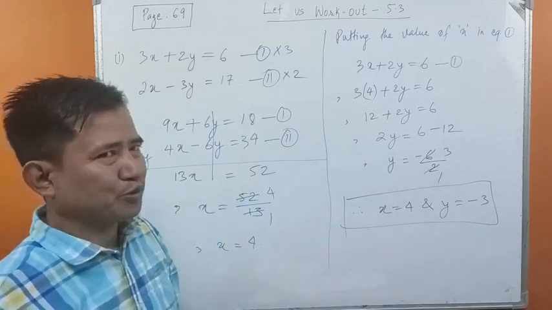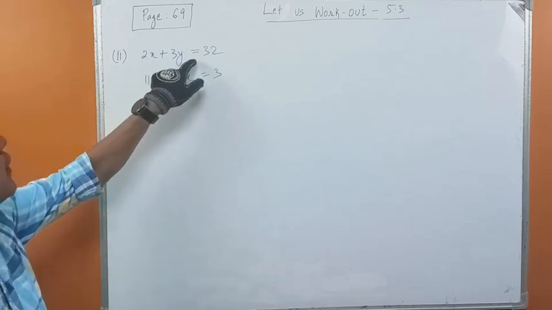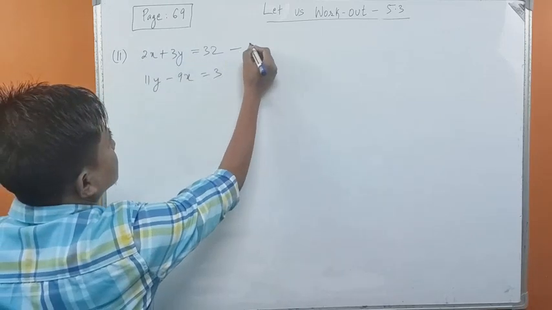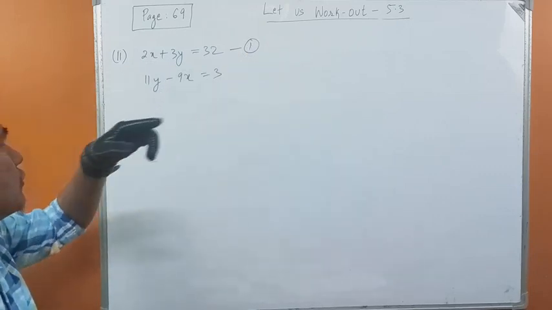Now let us do question number 2. We have 2x plus 3y equals 32. This is equation 1, okay? And 11y minus 9x equals 3. This is equation 2, isn't it?